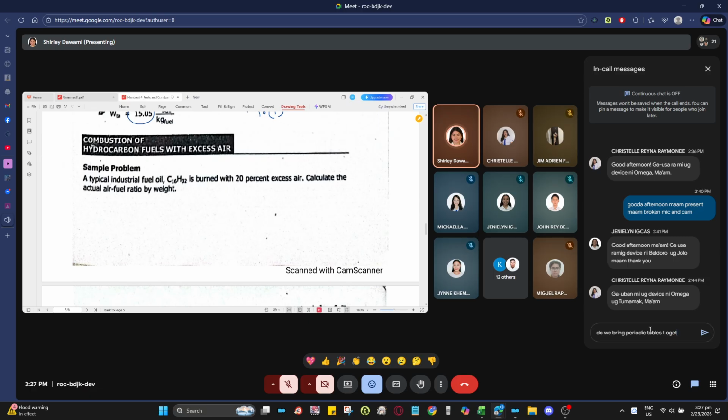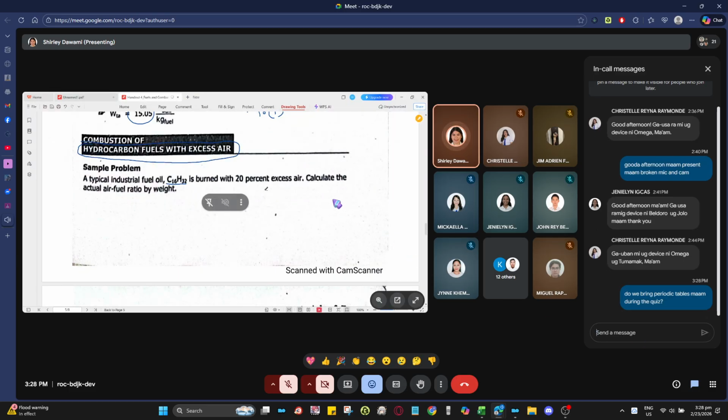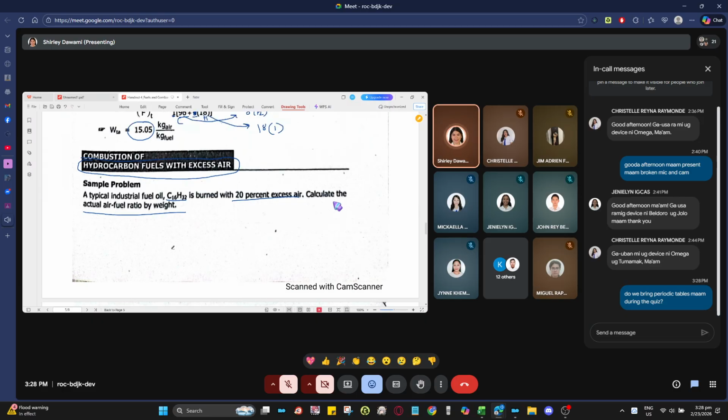Let's have combustion. Another example, on the combustion of hydrocarbon fuels with excess air. A typical industrial fuel oil, C16H32, is burned with 20% excess air. Calculate the actual air-fuel ratio by weight. So we have a given percent excess air, and we're finding the actual air-fuel ratio.